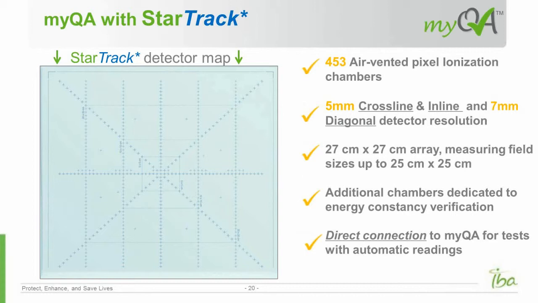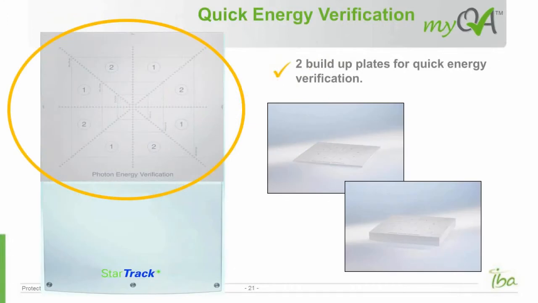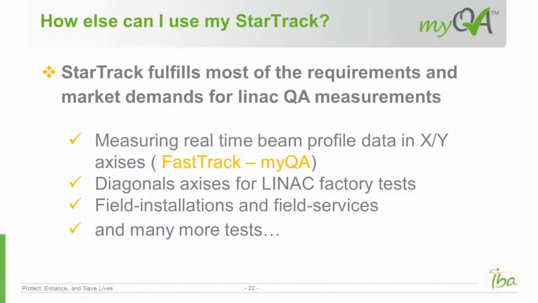We have additional chambers which you can see in these different spots used for energy verification, and direct connection to myQA for all tests. So you would go ahead and take the measurement with your Matrix or the FastTrack, and it automatically populates those results inside your database. For quick energy verification, we provide 2 energy verification build-up plates. Within simple exposures, you can get your energy verification and then save that in the database as well.